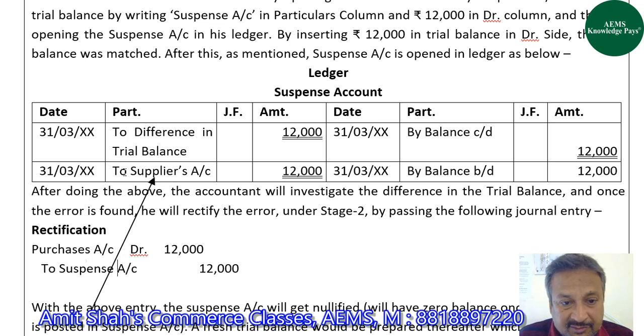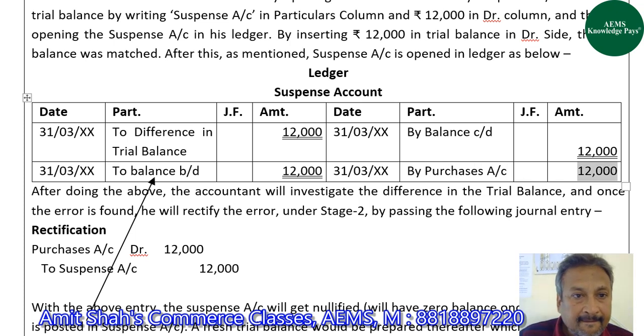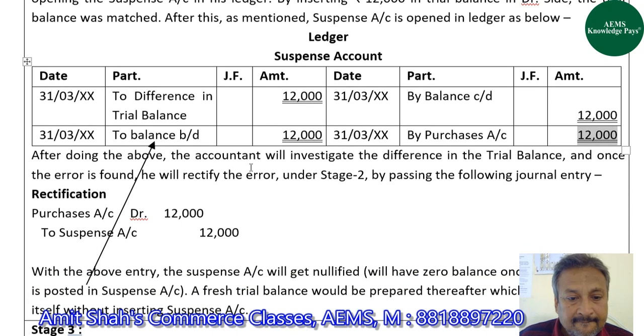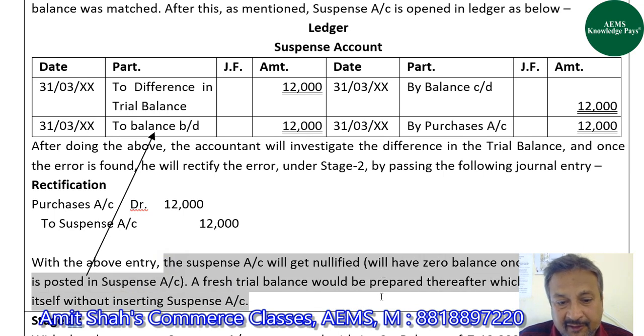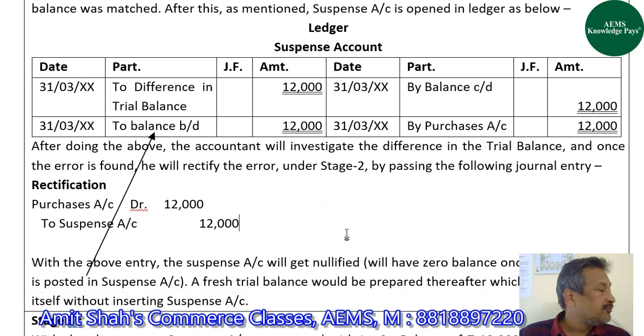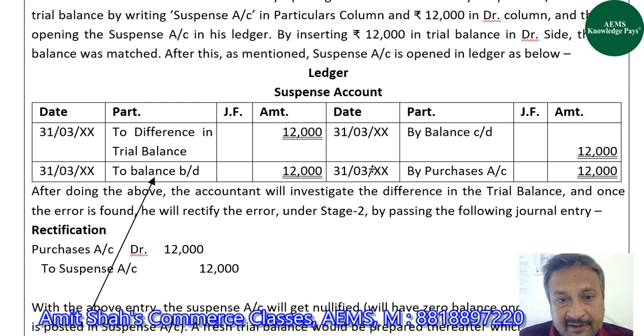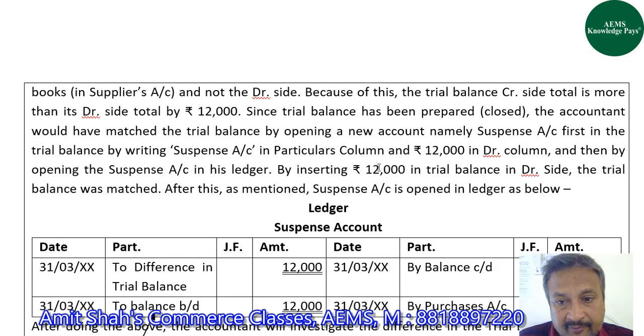And this is how suspense account will have a credit on its credit side by purchases account and will get nullified. So with the above entry, the suspense account will get nullified. A fresh trial balance will be prepared in which there won't be any suspense account at all. Is it clear to everyone, guys? Yes.